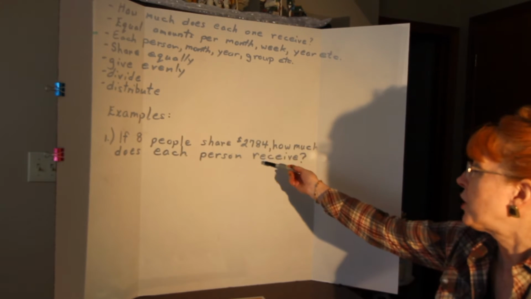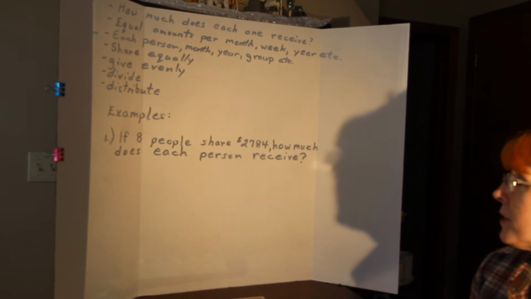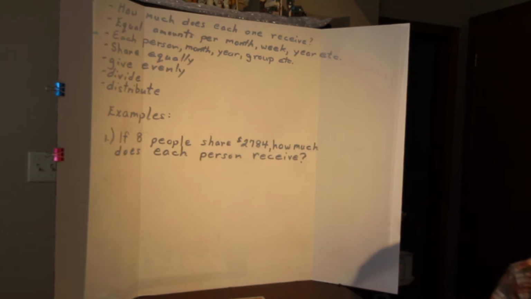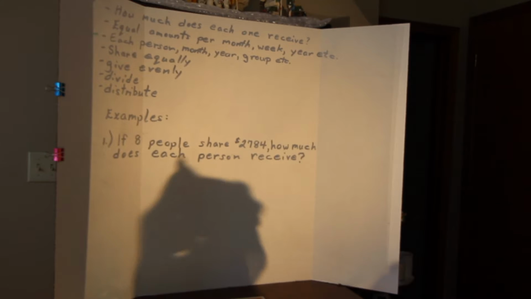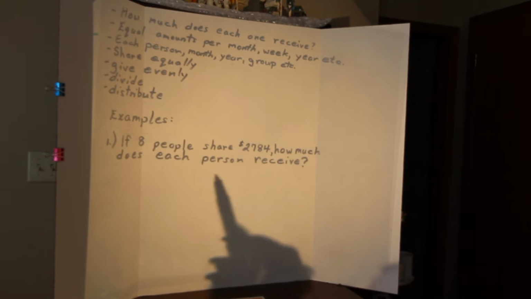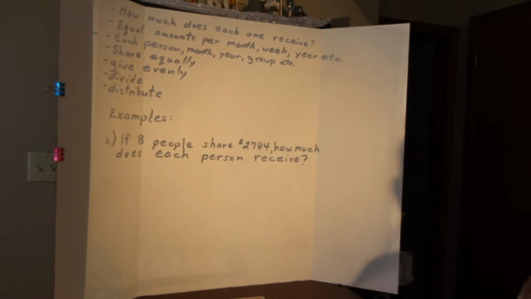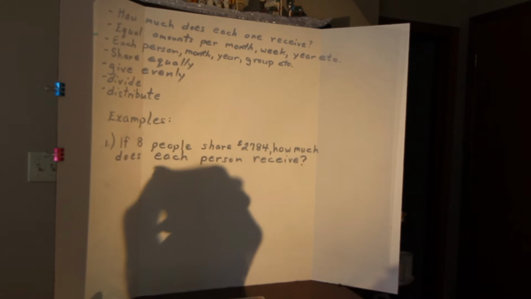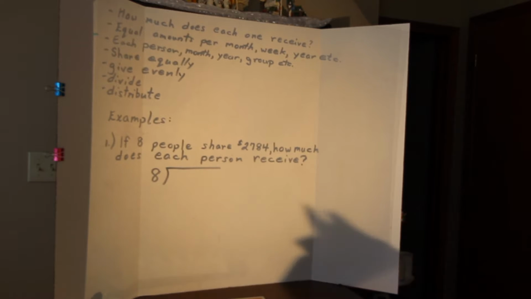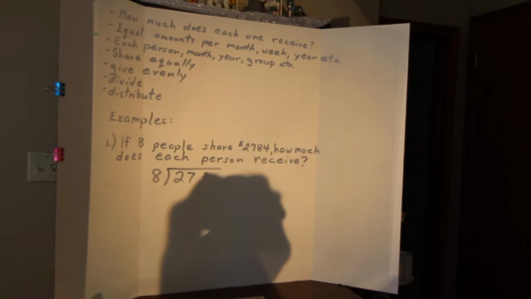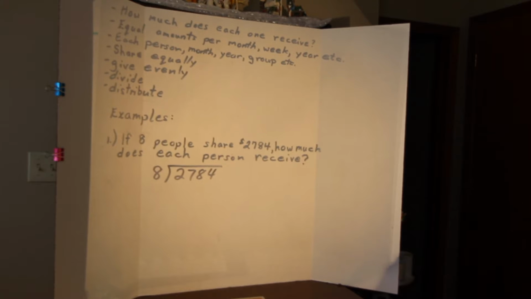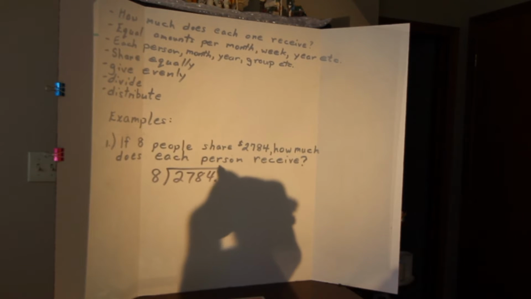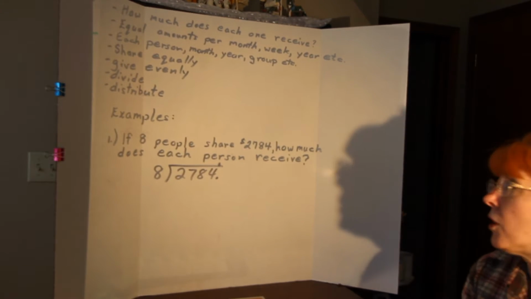If 8 people share $2,784, how much does each person receive? So you're going to share equally. You're going to give evenly. You're going to distribute. Each person is going to get something. So we're looking at 8 into 2,784. In this case, it's dollars, so you put a decimal there for the dollars.